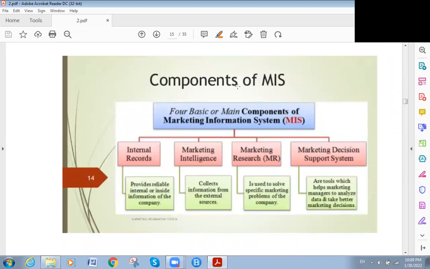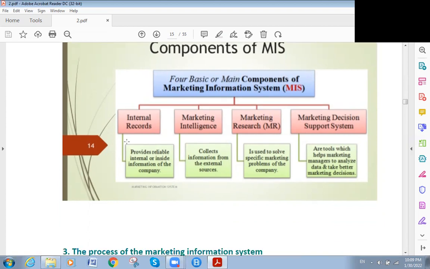We'll go now to the components of management information system. As long as we are talking about marketing, we'll remove the word management and say marketing information system. There are 4 basic components of marketing information system: internal records, marketing intelligence, marketing research, MR, and marketing decision support system. Marketing is a part of management as well, so we will have these 4 aspects in the marketing information system.